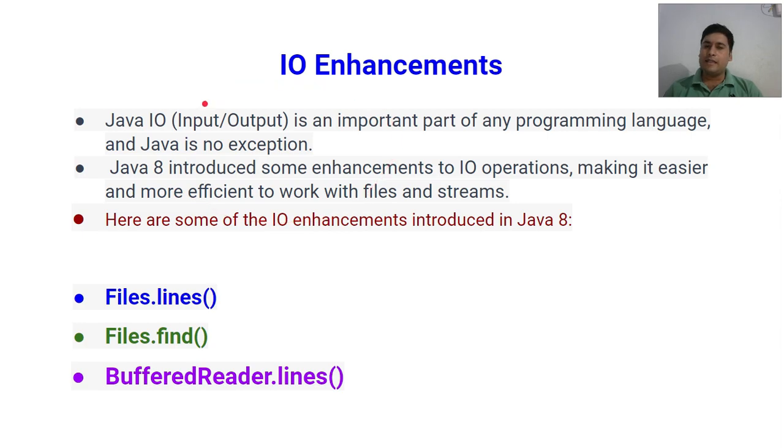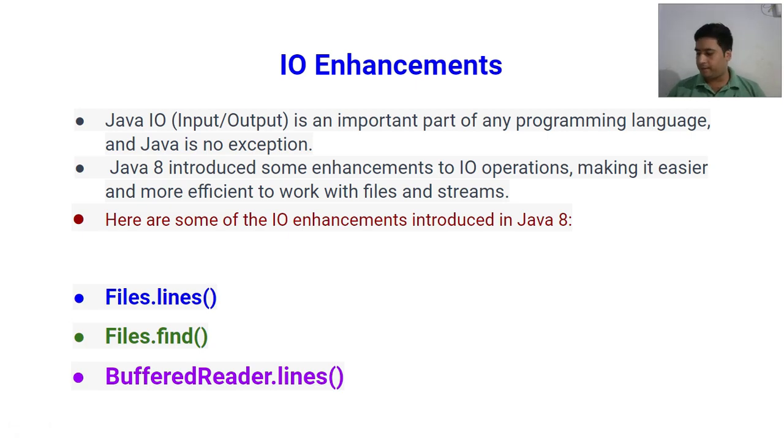Also in Java 1.8 we have I/O input output stream enhancements. It also comes with some methods: Files.lines, Files.find, and BufferedReader.lines. These are the three important methods that came with Java 1.8. So this is also a part of the Java 8 features. Files.lines method, Files.find method, and BufferedReader's lines method are also important parts of Java 8.